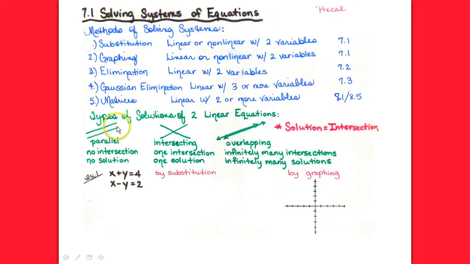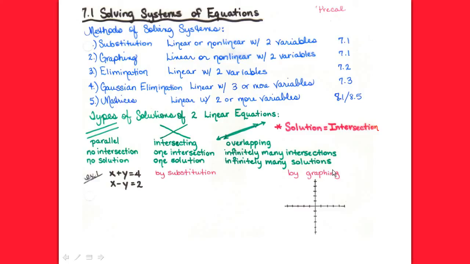So for parallel lines, because they never intersect, they have no solution. The intersecting lines intersect in one spot, so they would have one solution. And overlapping lines have infinitely many intersections. You can see there's an intersection here and here and here and here, and it's going to keep going to infinity. So they have infinitely many intersections. That means they have infinitely many solutions.